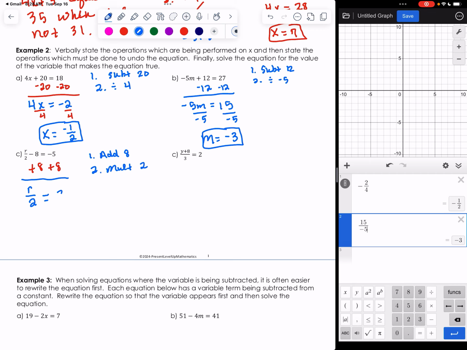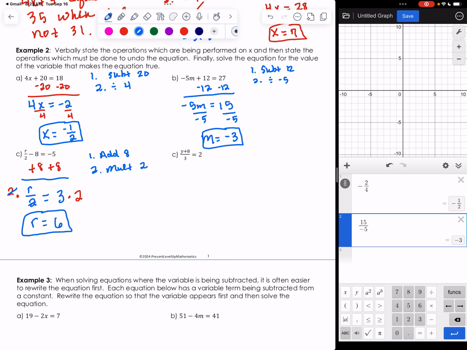-5 plus 8 would give me 3. And then the next step is multiply both sides by 2. So if I multiply this side by 2 and this side by 2, over here 2 would cancel out with 2 and leave me r. And on this side, 3 times 2 would give me 6.